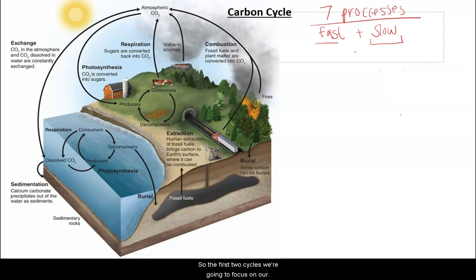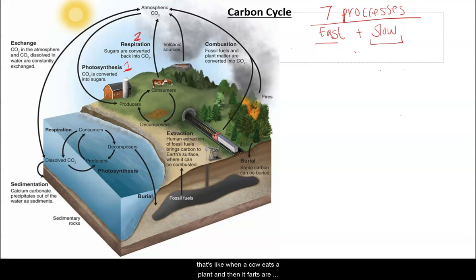So the first two cycles we're going to focus on are on your chart here. They're photosynthesis, that's our first cycle, and respiration. And in these processes, carbon dioxide is moving. So we know in photosynthesis, plants take in carbon dioxide into their leaves to create sugar. So that's what you're seeing here. Carbon dioxide from the air gets absorbed by the producers. And then as consumers eat those producers, some carbon dioxide is then respired back into the environment as sugars are converted back into carbon dioxide.